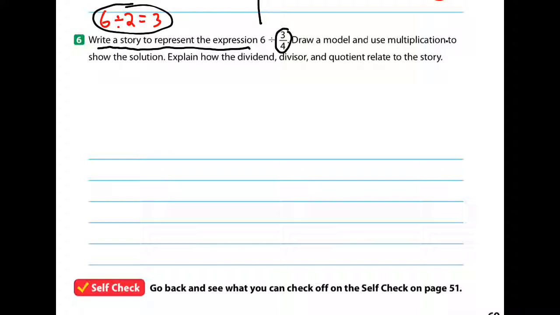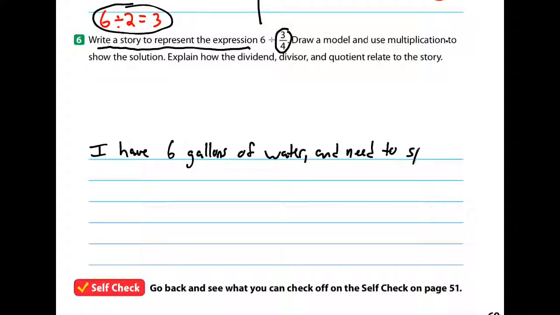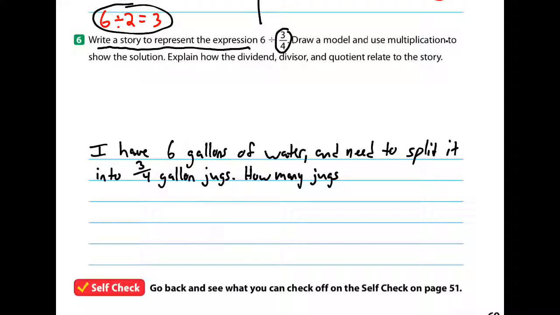So I'm going to say, let's say I have 6 gallons of water and need to split it into 3/4 gallon jugs. How many jugs will I have? Because remember, I'm going to find out how many 3/4 are in 6.